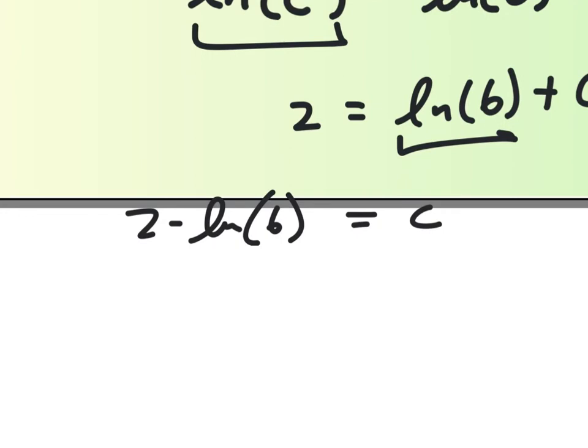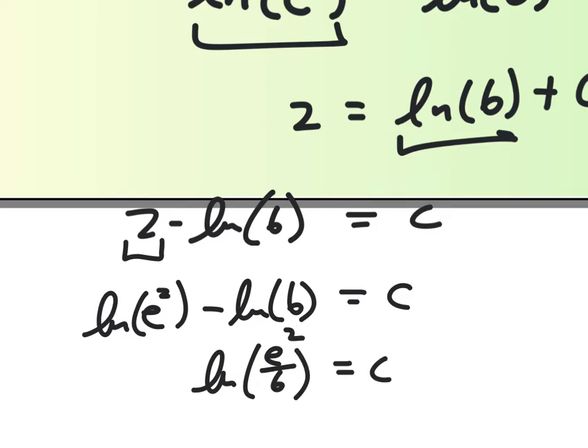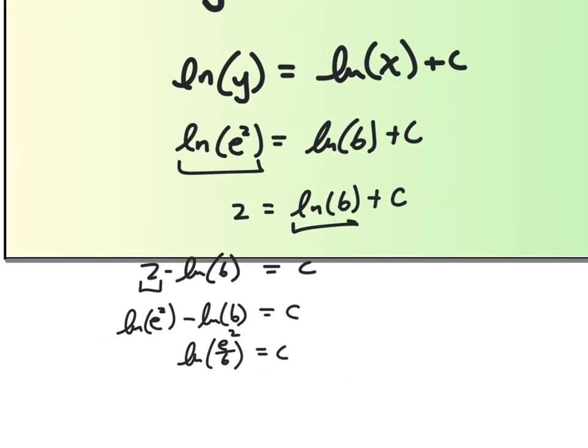I guess I could have squeezed this together if I wanted to. Remember, this was the natural log of e squared. And this I could make more compact and write as natural log of e squared over 6 equals c. Okay, so I know c equals that. So I can plug that in directly right here.